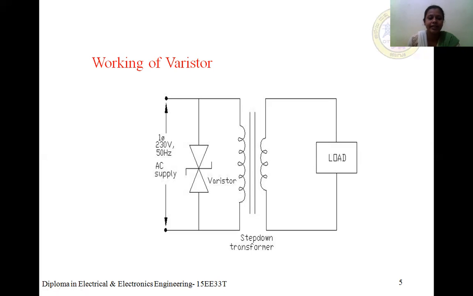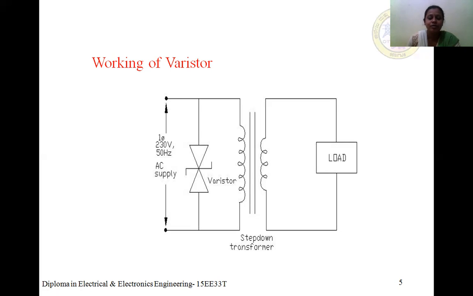The varistor is connected between the supply line voltage and the transformer. This varistor is also called a transient suppressor because it suppresses the power line transients. Hence, this is called a transient suppressor.